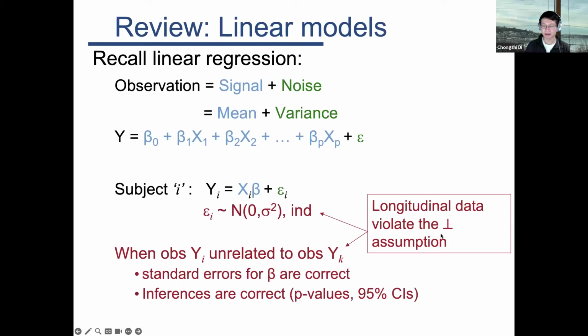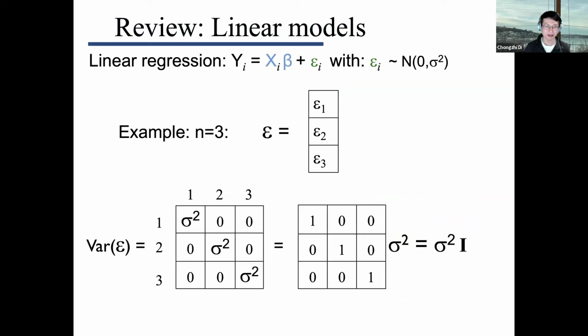And then as we mentioned before, in the longitudinal setting, these independence assumptions are violated. So that's why it's not a good idea to simply ignore the correlation and use standard linear regression. Now, let's try to write this into a vector or matrix form.